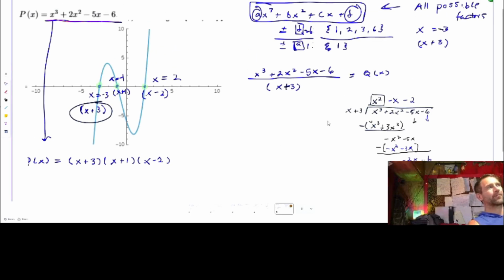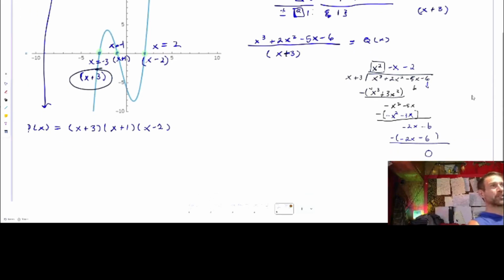Can I practice one like this? Absolutely, but can I show you the finish this real quick?